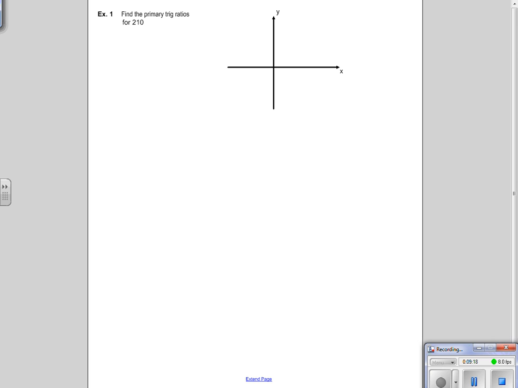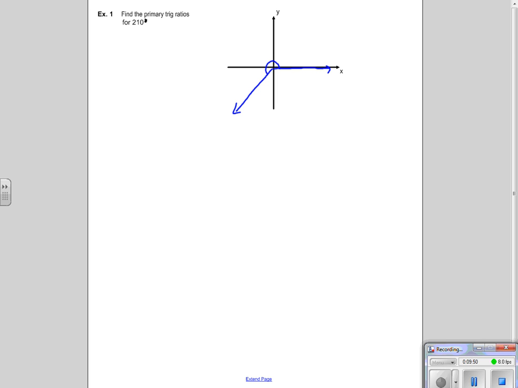Now we're going to look at some angles that we don't know. 210 degrees. So first thing I need to do is draw a diagram. Find the primary trig ratios for 210 degrees. So an angle of rotation of 210 degrees. I start here, my initial arm. I'm going to rotate counterclockwise 210 degrees. So I've passed 90, past 180, 210 degrees. So my terminal arm will be there.